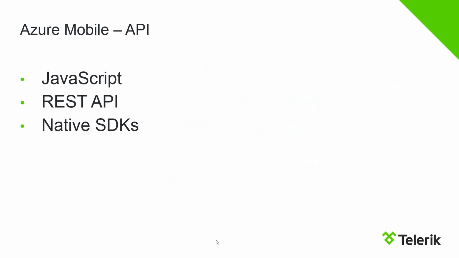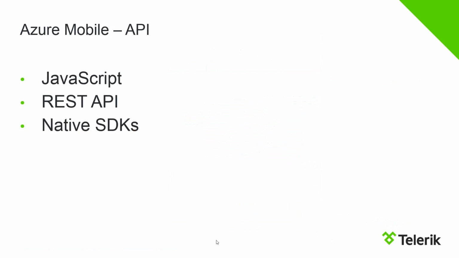We've already talked about Azure Mobile. This note is only to point out that Azure Mobile comes in three API forms: the API for JavaScript, so there is a JavaScript function, the REST API, and then a native SDK. We're not going to be touching the native SDK today because this is what you use when you want to develop native applications for Android, iOS, or Windows Phone.